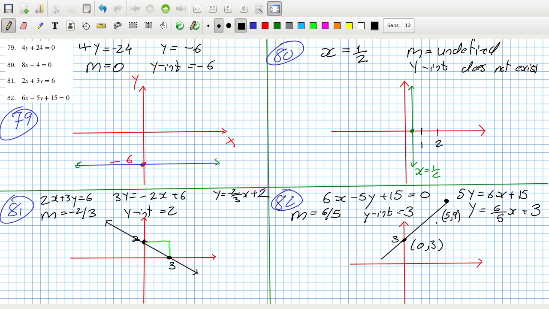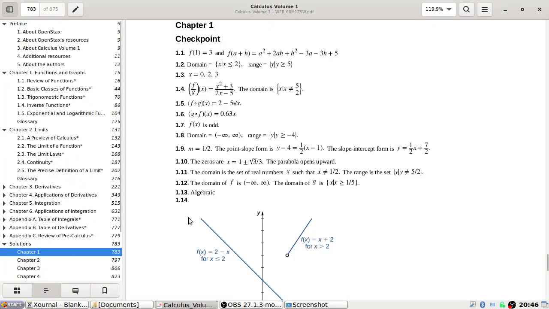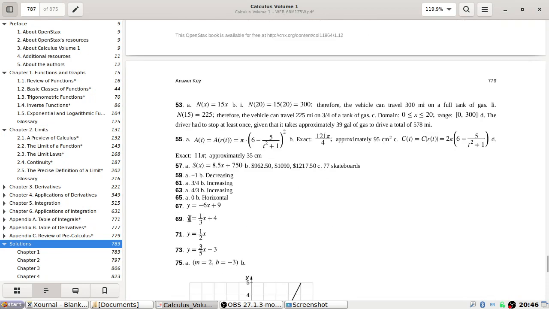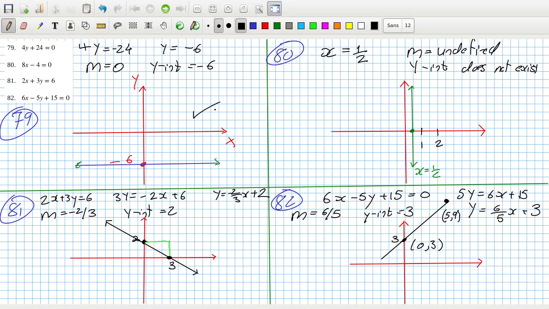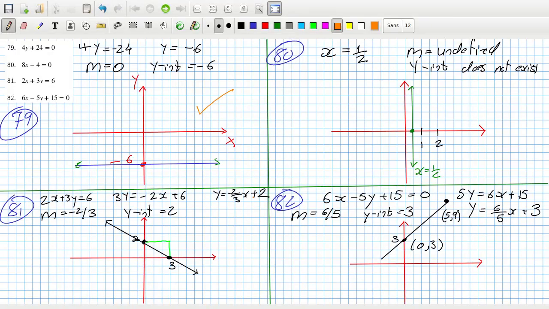Yeah, yeah. Okay, let's check the answers if we can. 79. 0, minus 6. It's good. And then we just have 81 then. Yeah, passing through 2 and 3, minus 2/3 and 2. So our odds are correct again, so hopefully our evens are correct as well.